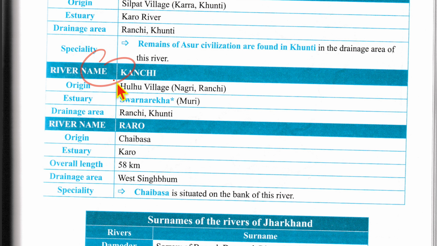Now Kanchi River, it originates in Hulu village in Nagdi. Estuary is when tributary Kanchi joins Swarnrekha at Muri. Drainage area is in Ranchi and Khoti.